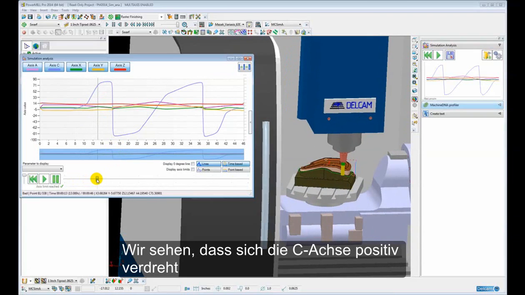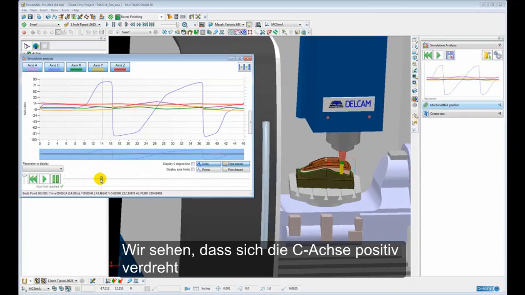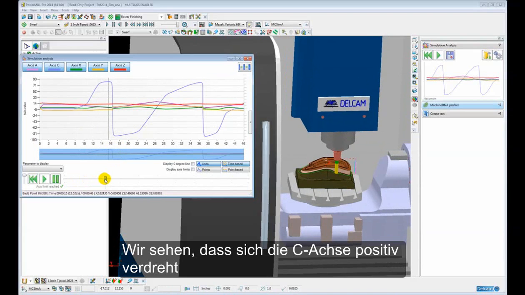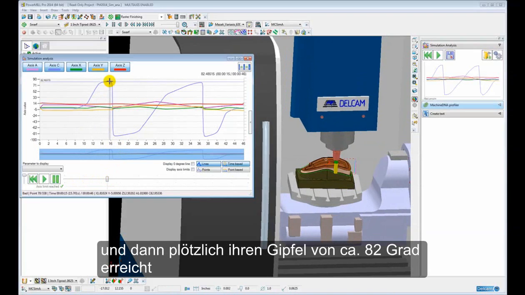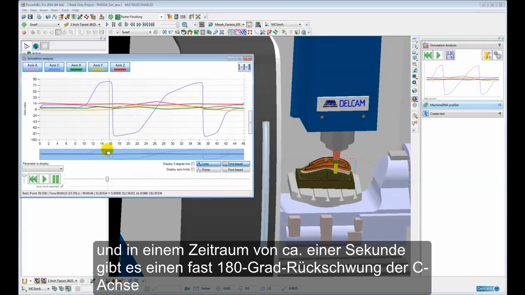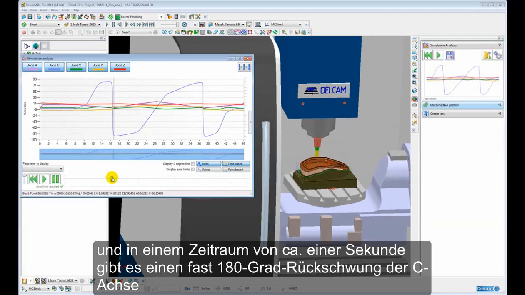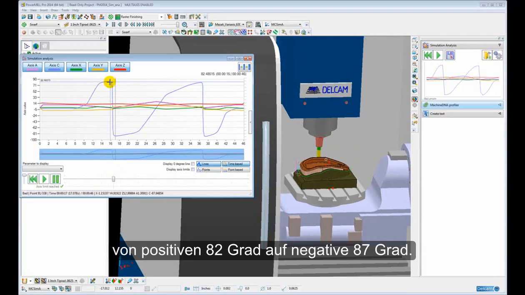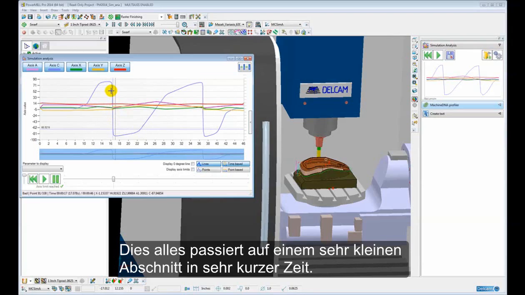So you can see the C-axis is rotating positively, and then all of a sudden it reaches this peak of around about 82 degrees, and over the time period of what is literally 1 second, we have a full almost 180 degree swing of the C-axis from positive 82 degrees to negative 87 degrees. This all occurs over a very small distance, over a very small period in time.